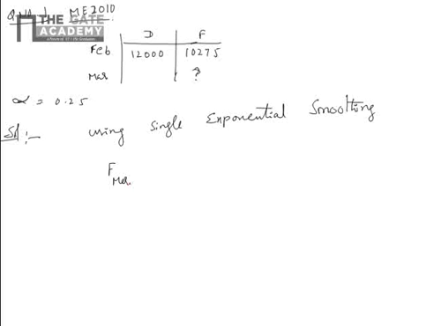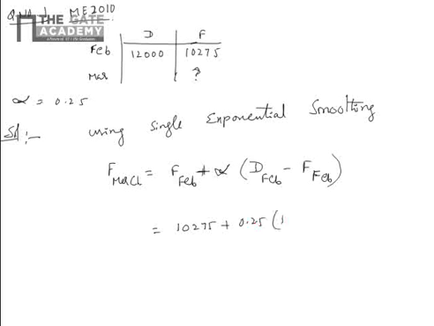So forecast of March equals forecast of February plus alpha into demand of February minus forecast of February. Here, alpha, how much has he given? 0.25. Substitute that value. Forecast of February is 10275 plus alpha 0.25 into 12,000 minus 10275.